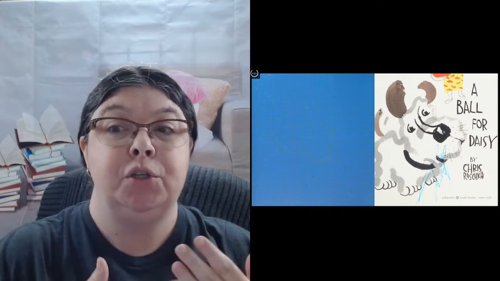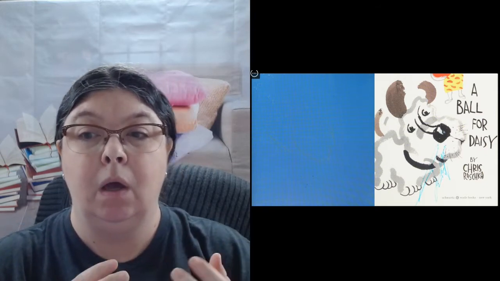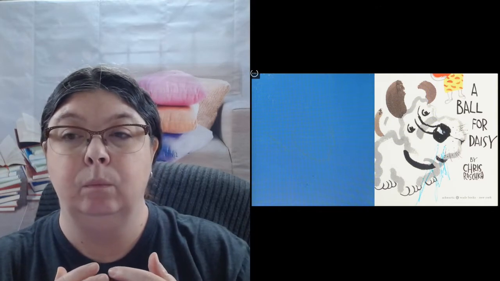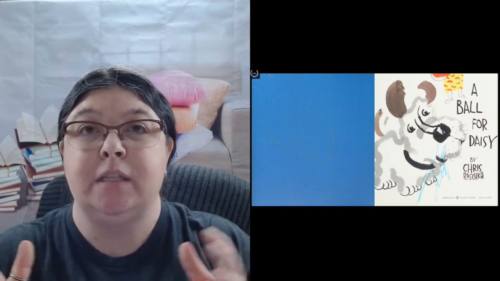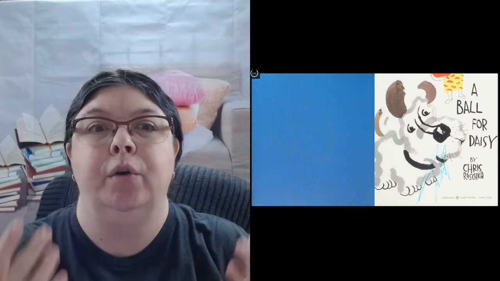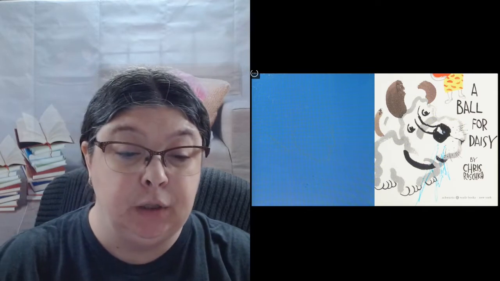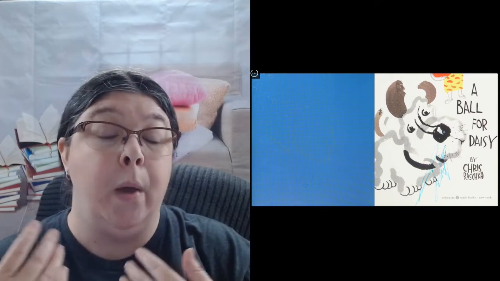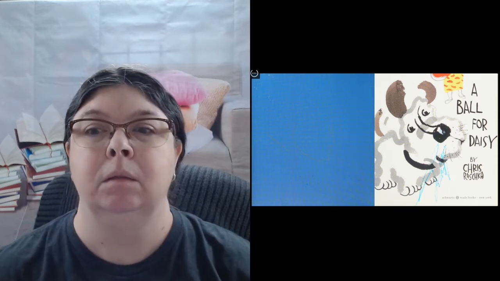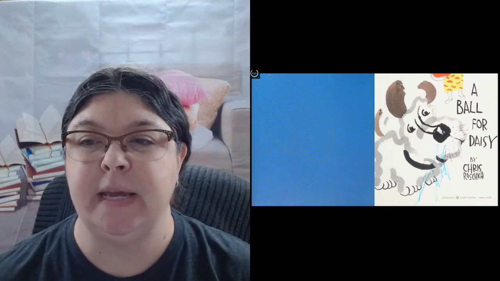So the illustrator, this one's kind of hard to explain. The author-illustrator created a story, but they didn't use words. So you, as the reader, decide what words you want to use in the story. So let's take a look. A Ball for Daisy.